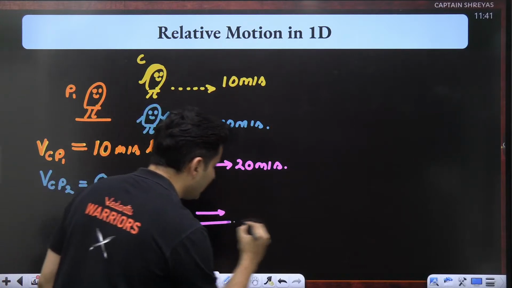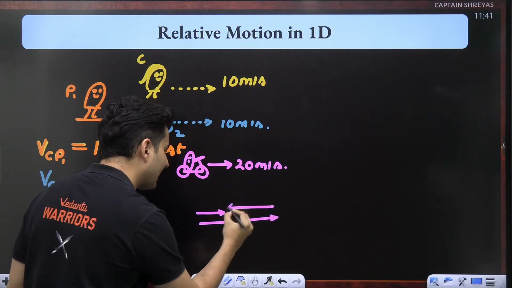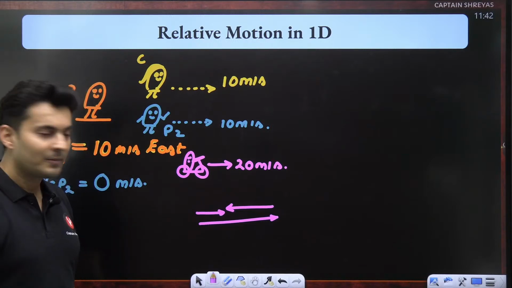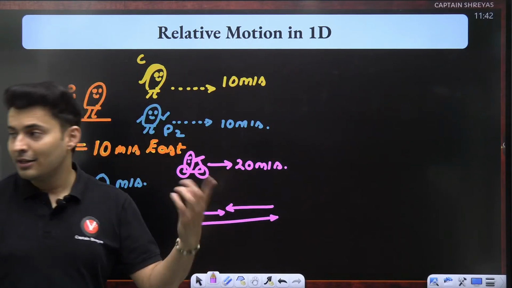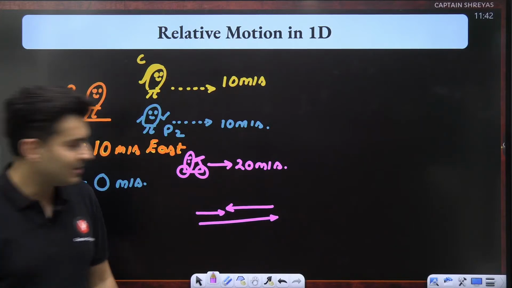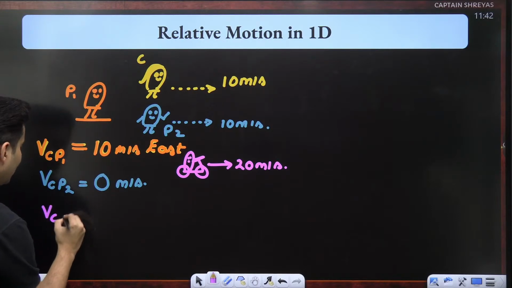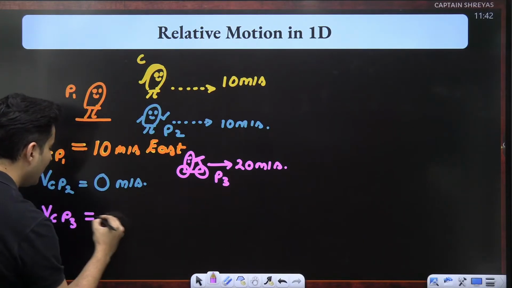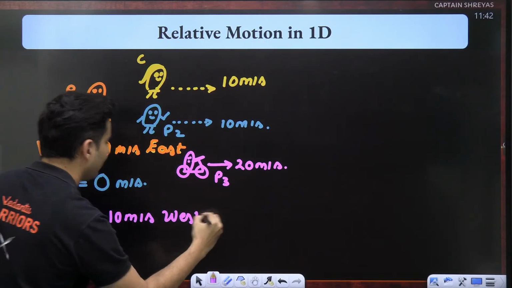In 1 second, this Pandu goes 20 meters. So for this Pandu, Champa has actually gone behind in that 1 second. Do you guys agree with it? So actually, for this Pandu, this Champa has gone behind by how much? 10 meters. So for this particular Pandu, the velocity of Champa for this Pandu number 3 will be 10 meters per second, but towards the west direction.